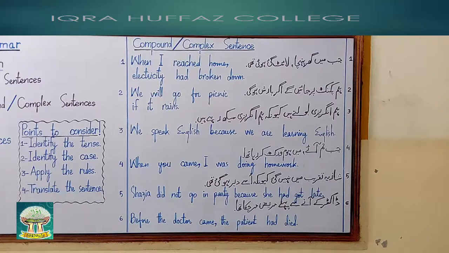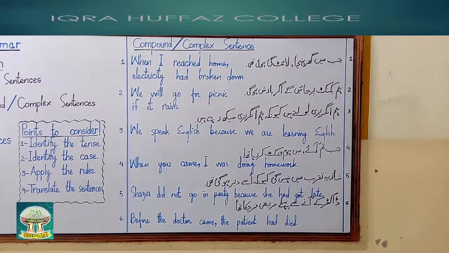ये past perfect में जाएगा. डॉक्टर के आने से पहले before the doctor came, the patient had died. It's very simple. Before the doctor came, the patient had died. So my brothers, these are the examples of compound and complex mixed sentences. I have translated them from Urdu to English and I have told you the simple rule to consider 4 points: identify the tense, identify the case, apply the rules, and then translate the sentence.